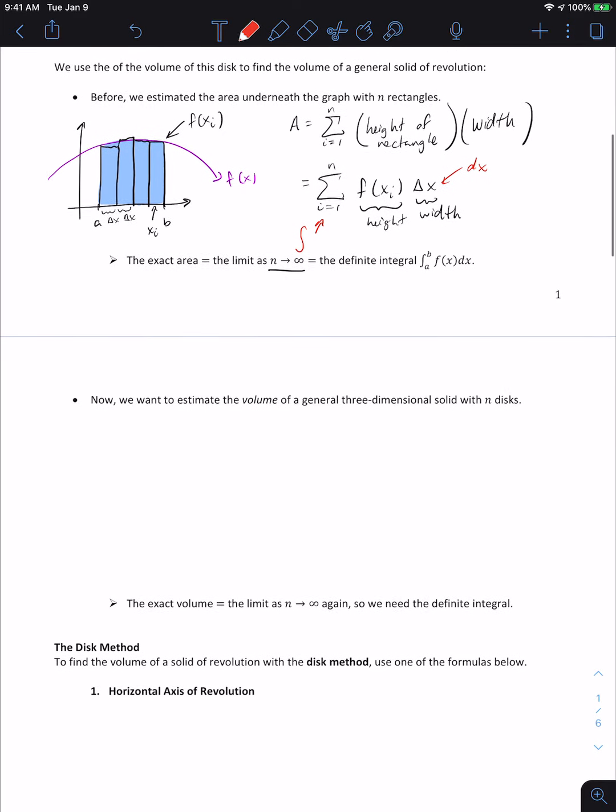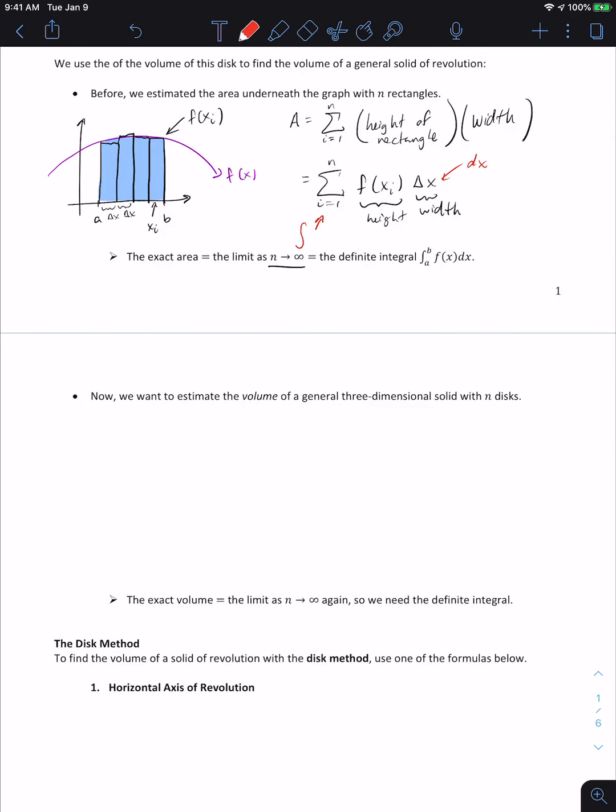Well, a similar thing is going to happen here. Now we're going to have some solid of revolution, and we're going to put a bunch of little disks inside of that solid of revolution, and then if we add up the volume of each of those disks, and infinitely many disks, we will get the volume of that solid. So it's a very analogous process here.